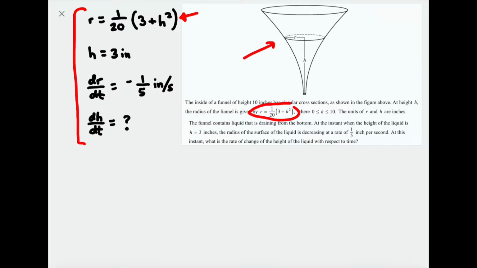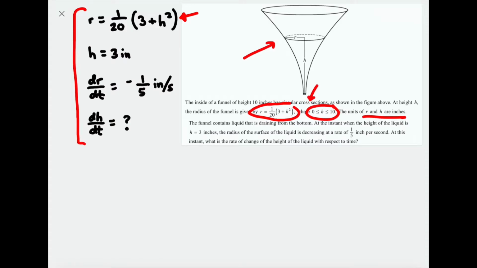It says the height is from 0 to 10, which is kind of obvious. The height of it is 10, so it can't get any bigger than 10, and it's not going to get into negative heights. I didn't actually write that down because I didn't think there was a point to it. The units are inches right here, and then it says the funnel contains liquid that is drained from the bottom. So you can imagine liquid draining out of this thing toward the bottom here.